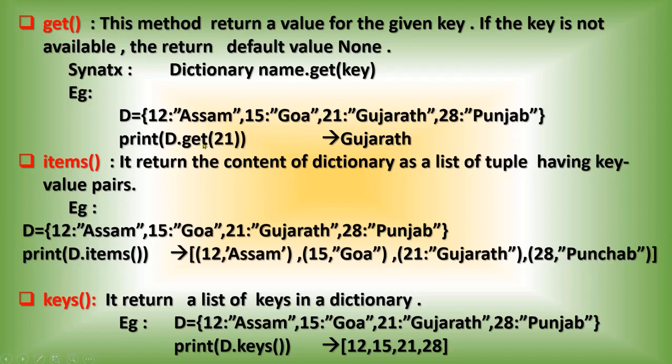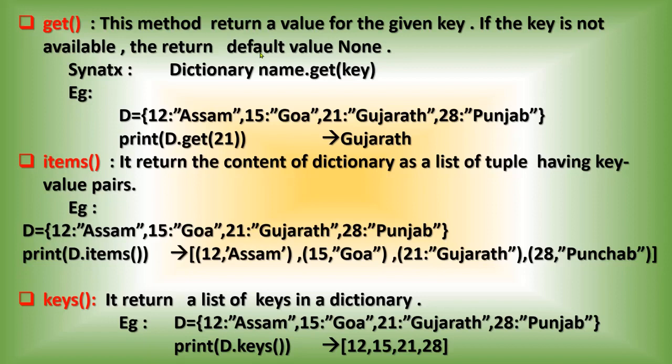Don't think that get and pop are doing the same thing. Pop actually removes the element from the dictionary and returns the removed element. Here, the get function will not remove anything; it will only extract the value of the given key. So 21 is the key, and the value returned for that key is Gujarat. The key 21 will still be there in the dictionary. It will not be removed.